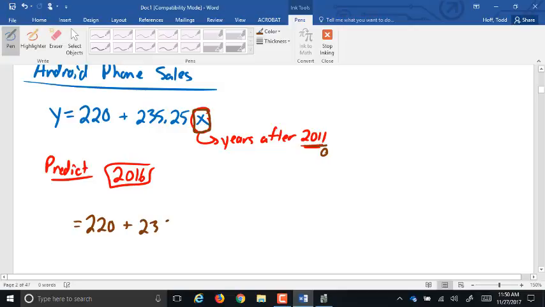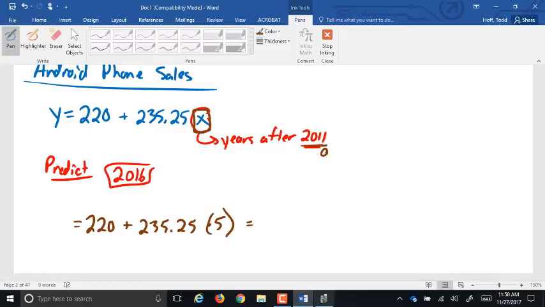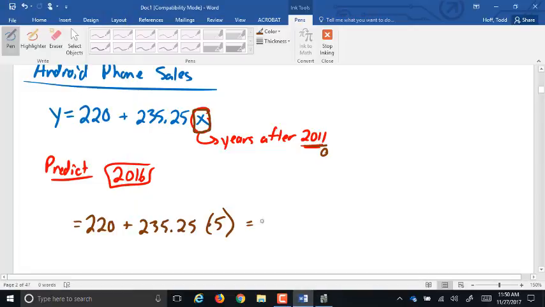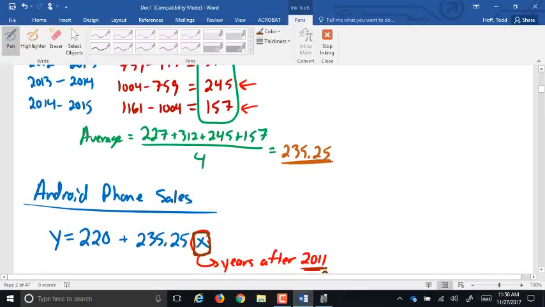So let's try that. Times 5. I'll put it in parentheses. So if we multiply that out, 220 plus 235.25 times 5 gives us 1396.25. So yeah, about 1396, 1397, which would be fairly consistent with the increases we've seen.